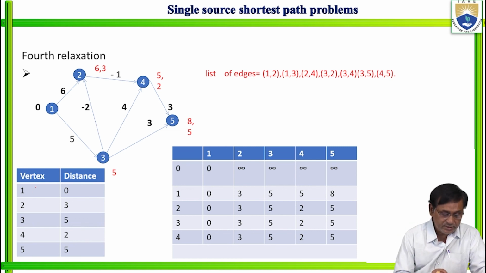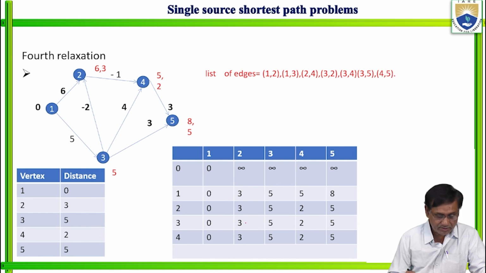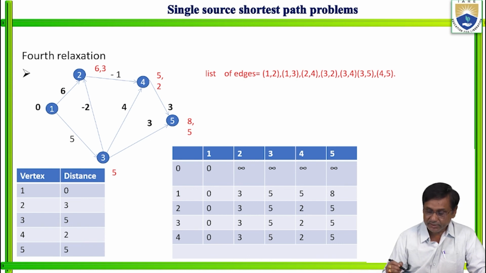Now you see what is the distance of vertex 1. The distance of vertex 1 is 0. The distance of vertex 2 is 3. The distance of vertex 3 is 5. The distance of vertex 4 is 2, and the distance of vertex 5 is 5 only. So like that we calculated the distances. That means the Bellman-Ford algorithm is used to find the shortest distance from the source vertex to all other vertices.